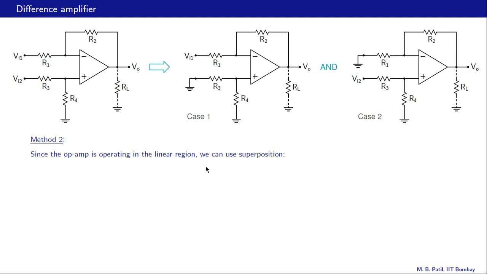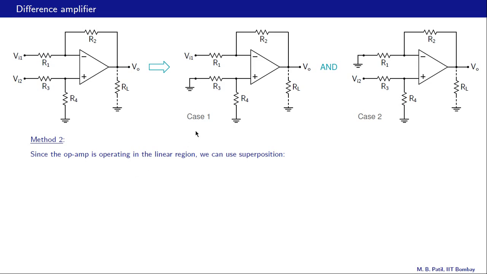So let us do that now. We have two independent voltage sources Vi1 and Vi2, and we can take them one by one. So we keep Vi1, deactivate Vi2, and we keep Vi2 and deactivate Vi1. So this we will call case 1 and that case 2. And what we can do now is find VO in case 1, find VO in case 2, and then simply add the two. What is case 1?